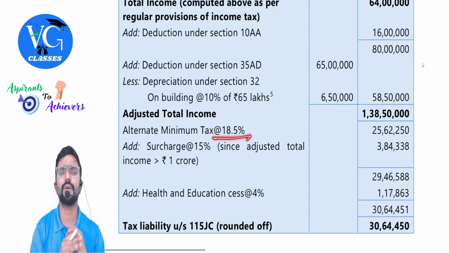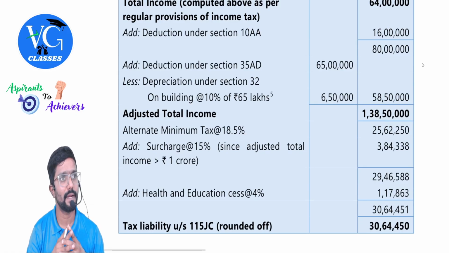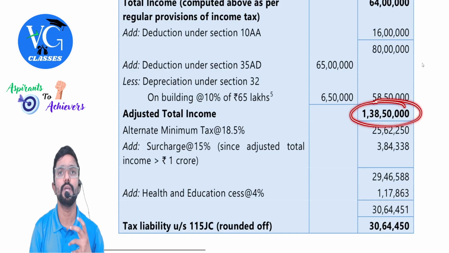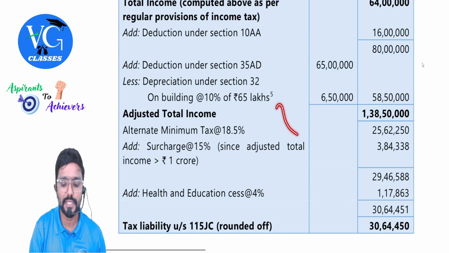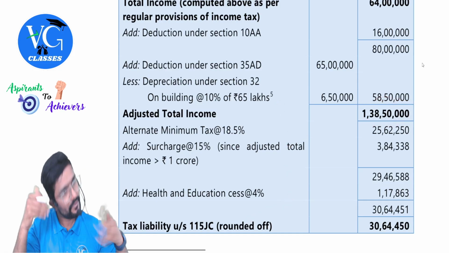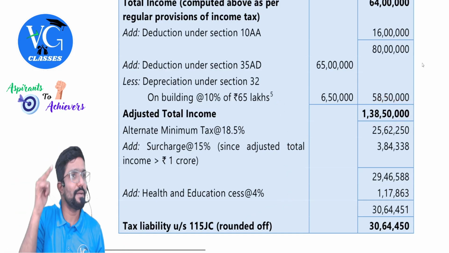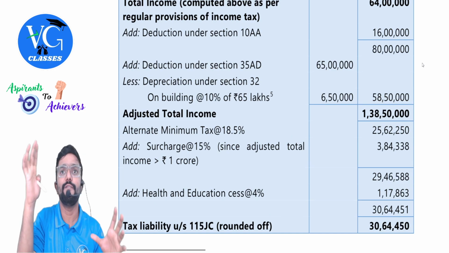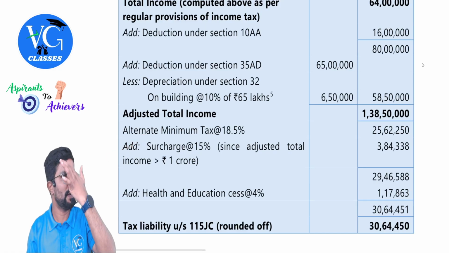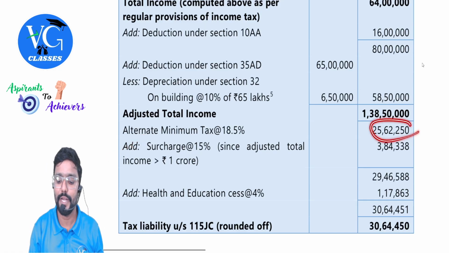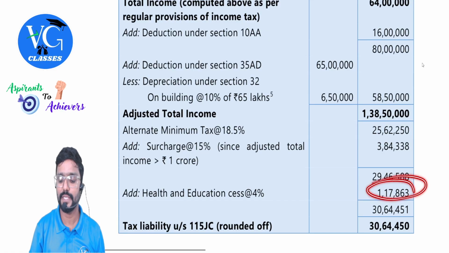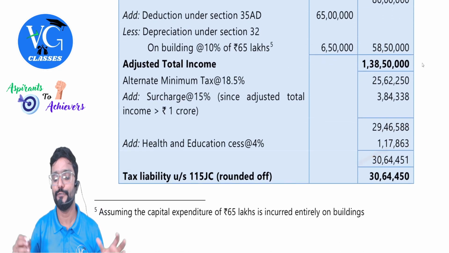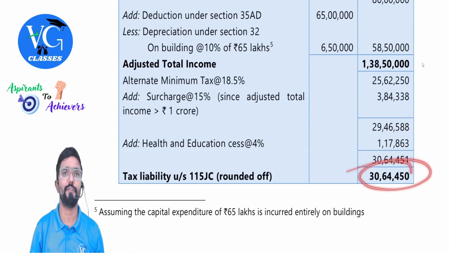On this, the tax rate is always 18.5%. Clear? Sir, should we add a surcharge? Yes. As adjusted total income is more than 1 crore, surcharge is at the rate of 15%. Clear? And when you are doing this calculation, assume adjusted total income itself is total income. If total income is more than 1 crore up to 2 crore, what is the surcharge rate? 15%. Apply that. 15% on what, sir? 25 lakh 62,250. And also add 4% cess, you will get 30 lakh 64,451. Round it off to 450.